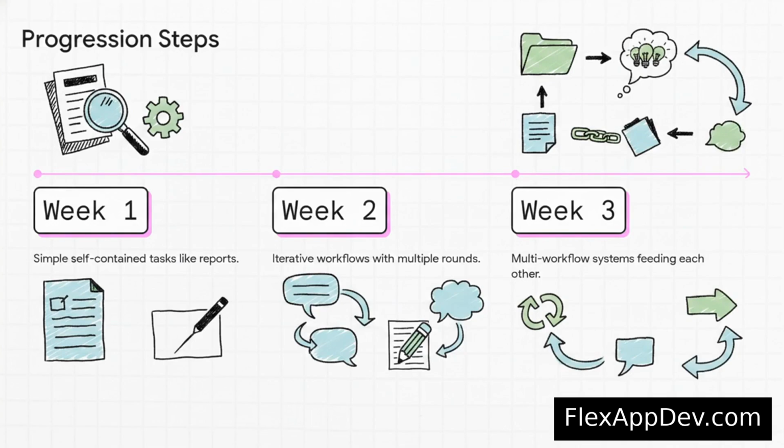Start at point 1 with low-stakes, simple tasks, like a basic research report. Once you totally trust that, move on to point 2, iterative workflows, like script drafting, where the agent refines a draft based on your ongoing feedback. Finally, you reach point 3, where the real magic happens. You start stringing them together. A research agent autonomously drops a report into a folder, which then immediately feeds a content planning agent to generate fresh ideas. It's like a digital assembly line.